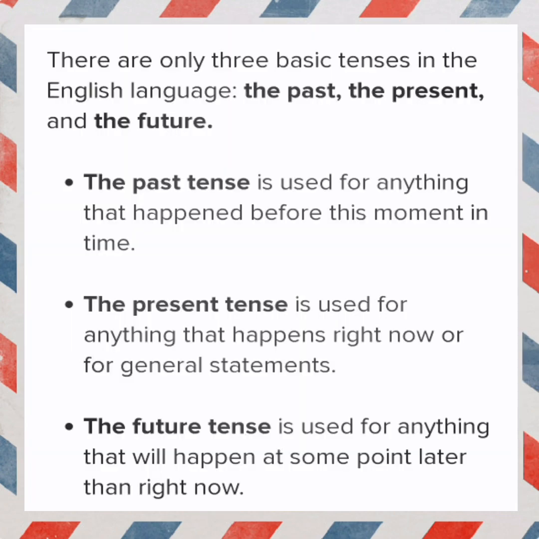Tenses. There are only three basic tenses in the English language: the past, the present, and the future. The past is used for anything that happened before this moment, that is, the present time. The present is used for anything that happens right now or for general statements. The future is used for anything that will happen at some point later than the present.